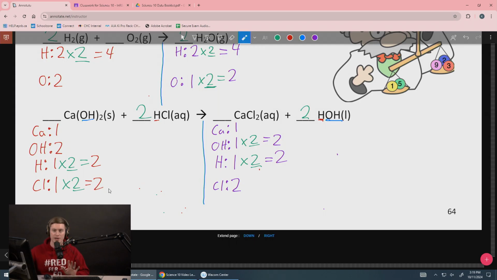Now I can run through and check everything. I've got 1 calcium on this side, 1 calcium on this side, 2 hydroxides within calcium hydroxide on this side, 2 hydroxides because I have 2 separate water molecules on this side, 2 hydrogens because I have 2 molecules of hydrogen chloride on this side, 2 hydrogens because I have 2 water molecules on this side, 2 chlorines because I have 2 of these molecules on this side, and 2 chlorines because there were already 2 within this molecule on this side, which means I've got a balanced chemical equation.